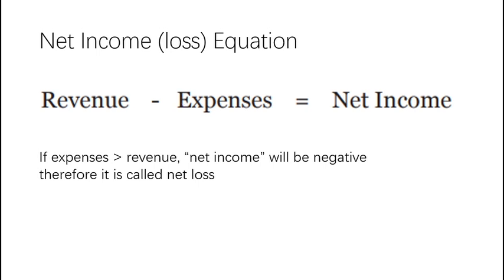So how can we get net income? Net income is determined by subtracting all expenses for a period of time from all revenue for the same period of time. And the time period is usually a month or a year. However, if expenses is greater than revenue, net income will be negative, and therefore it is called net loss. And in that circumstance, the company is not profitable.